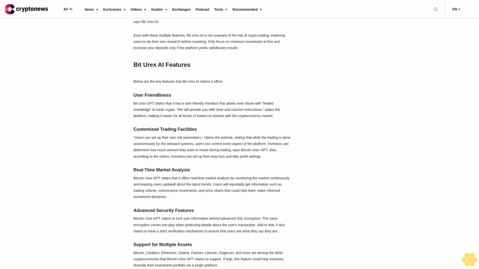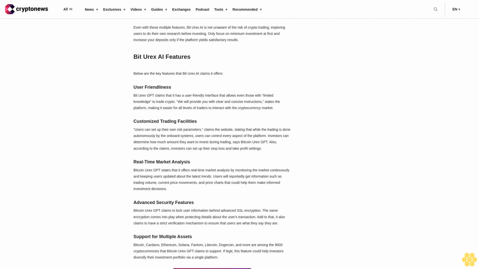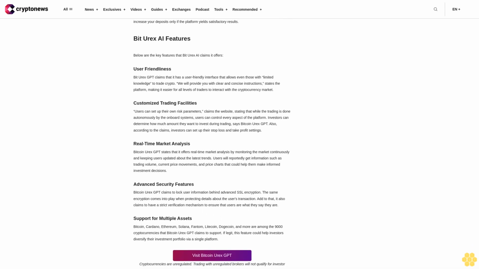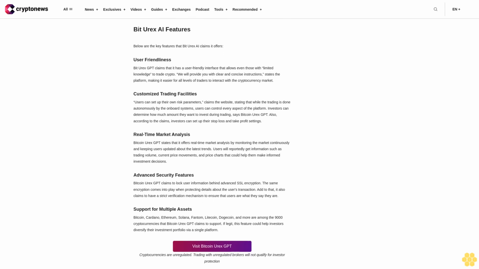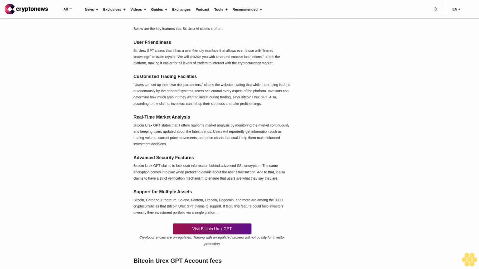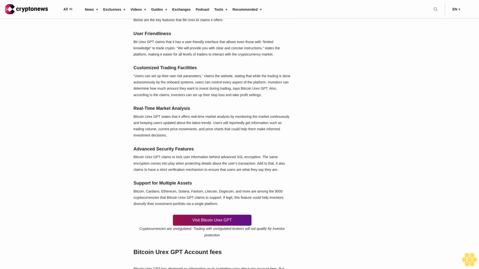It then waits for the market to reach intraday highs, make a sale, and transfer the profit into the user's account. The platform admits that the patterns can change. Thus, it also promises to ensure that the autonomous trading system adapts constantly to each trade. The more it trades, the more it learns, says Bit Urex AI.